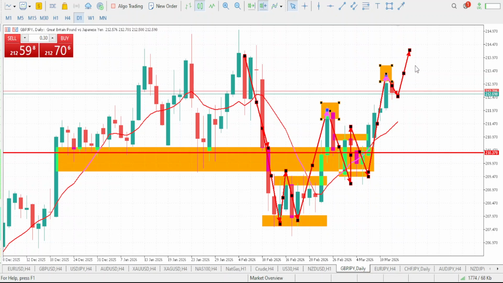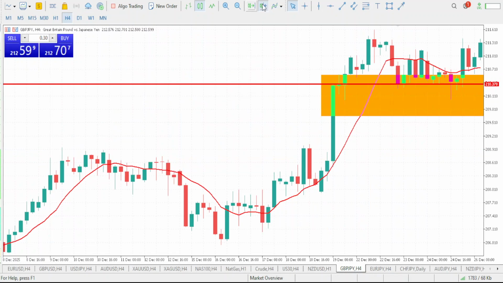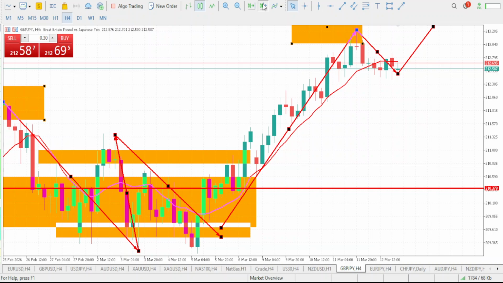So guys, what we will be expecting for the day on GBPJPY: we will be anticipating a movement to the upside till the market is able to take out this high, thereby forming a new higher high. So guys, whatever you would want to be doing on your GBP, you want to be going in, right? Now let's go down to the lower time frame.